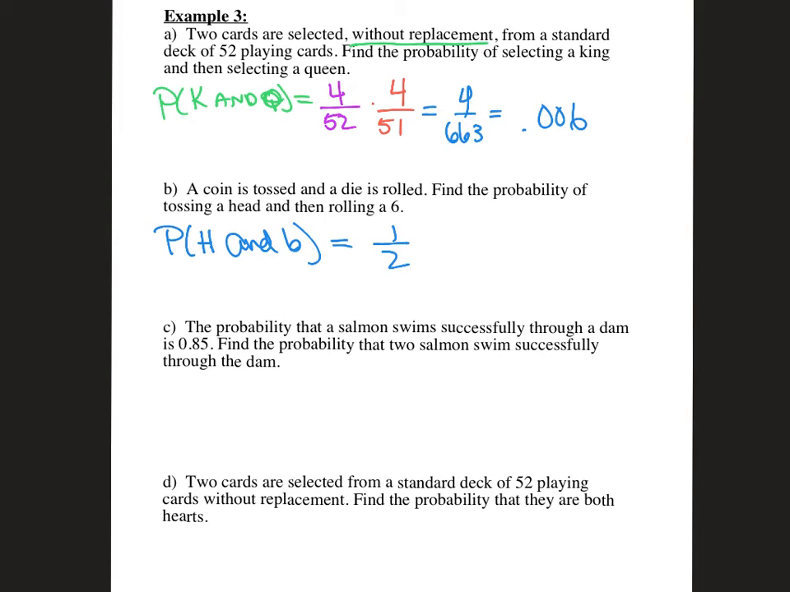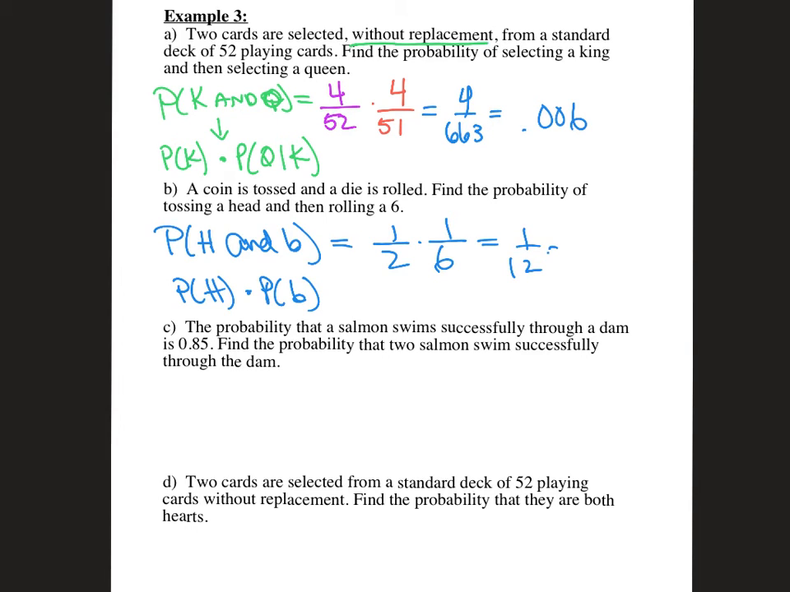Oh, you know what? I guess I should have done that. Here, let me go back up here. If we look at this, this would be probability of king times the probability of queen given king. And this is just plain old probability of heads times the probability of a 6. And so then we assume we're on a 6-sided die, so it's 1 out of 6 there. Okay, so that's 1/12, and that is 0.083.